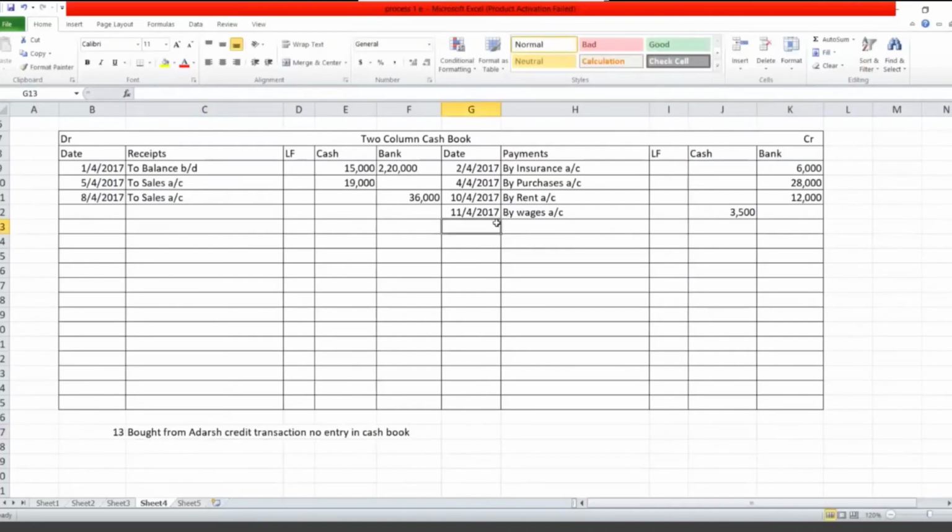Next transaction is on 15th, sold goods to Mamata and received a check. 15/4/2017. Sold goods to Mamata. So to sales account. And we have received the check. They didn't mention whether they have deposited into the bank or not.